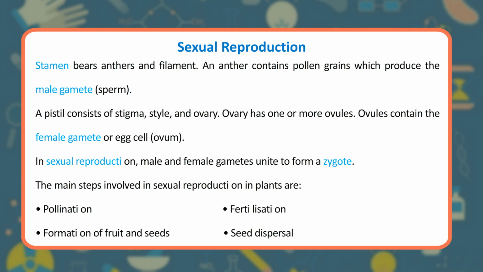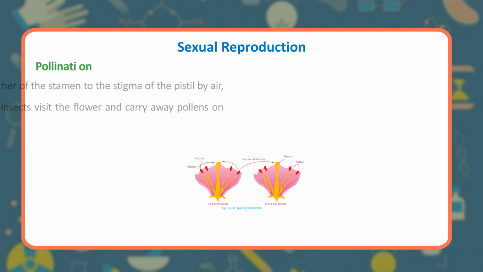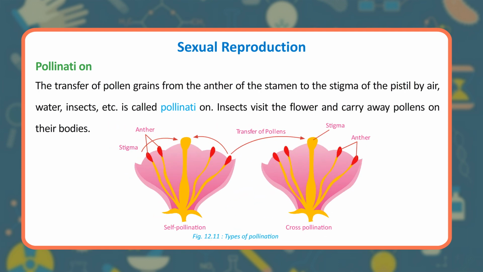The main steps involved in sexual reproduction in plants are pollination, fertilization, formation of fruit and seeds, and seed dispersal. Pollination: the transfer of pollen grains from the anther of the stamen to the stigma of the pistil by air, water, insects, etc., is called pollination.